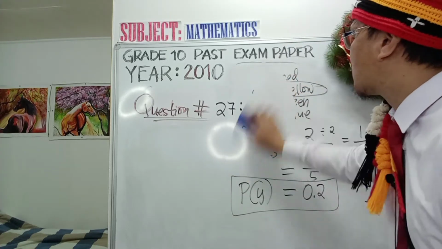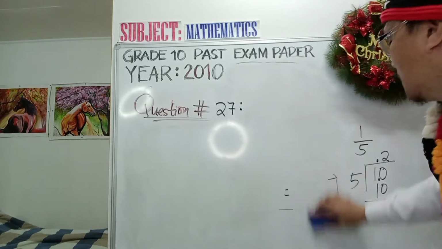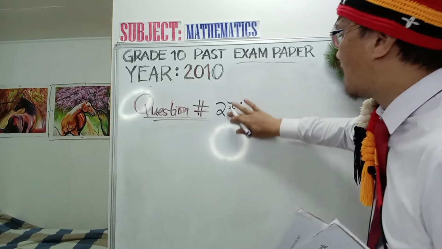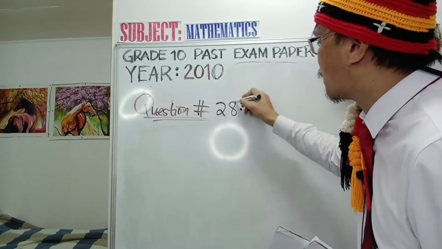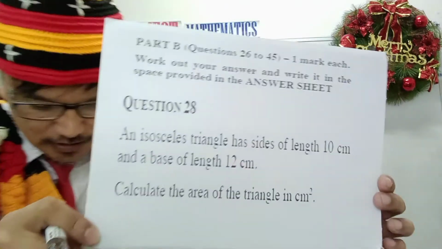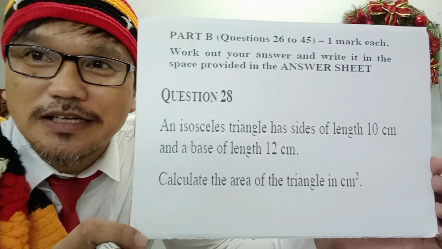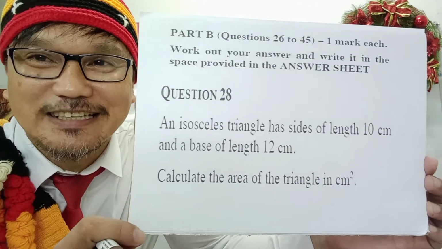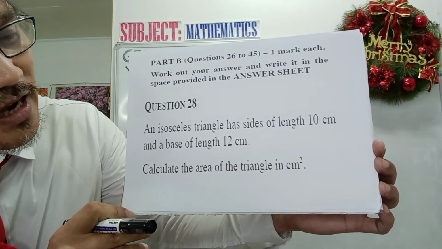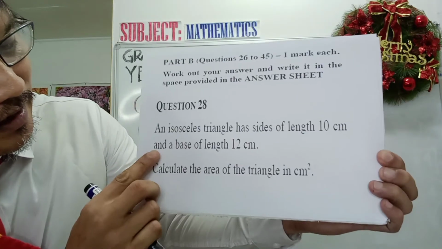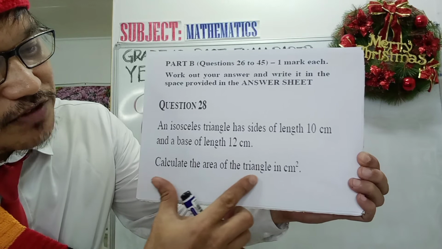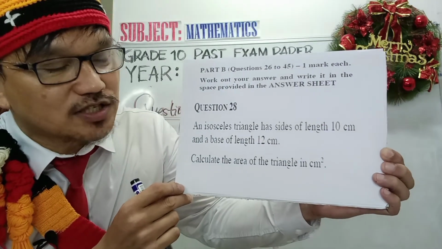Okay, so we have question number 28 for this video. Two questions for this video, and now we are on to question number 28. So what is question number 28? Okay, here's question number 28, people, look here. This is question number 28. All right, question number 28 is: an isosceles triangle has sides of length 10 centimeters and a base of length 12 centimeters. Calculate the area of the triangle in square centimeters.